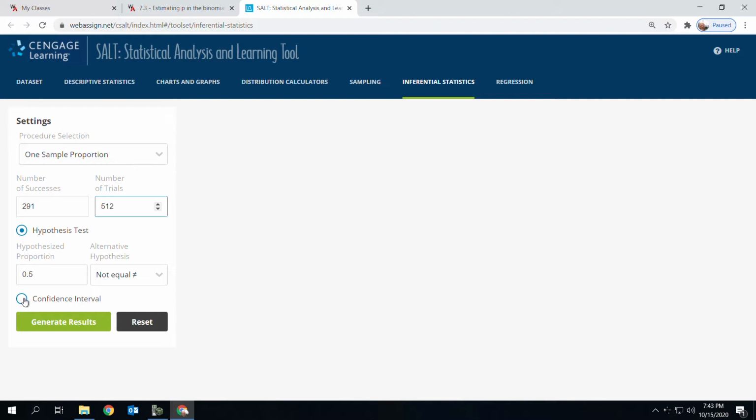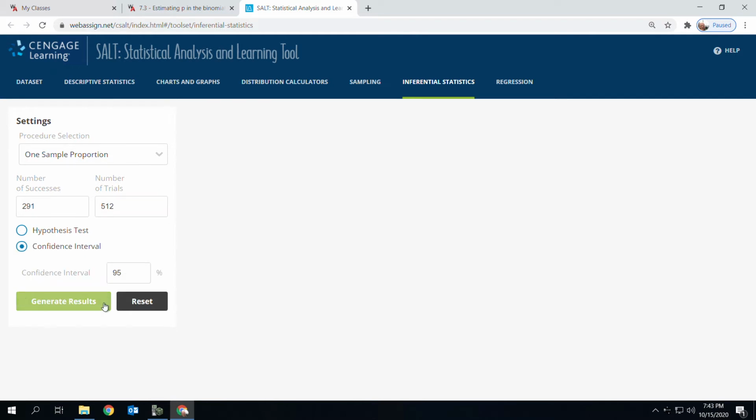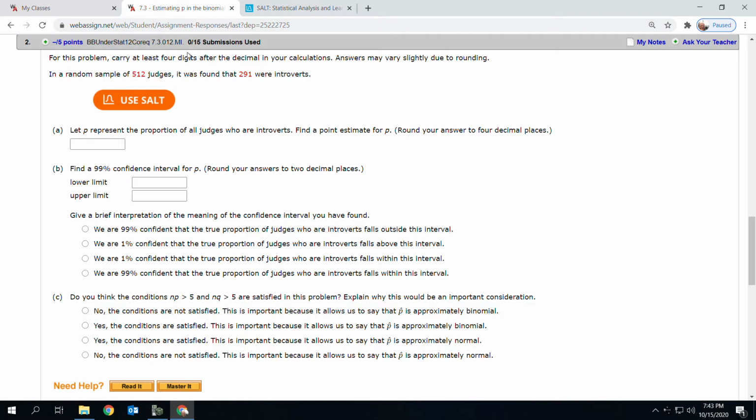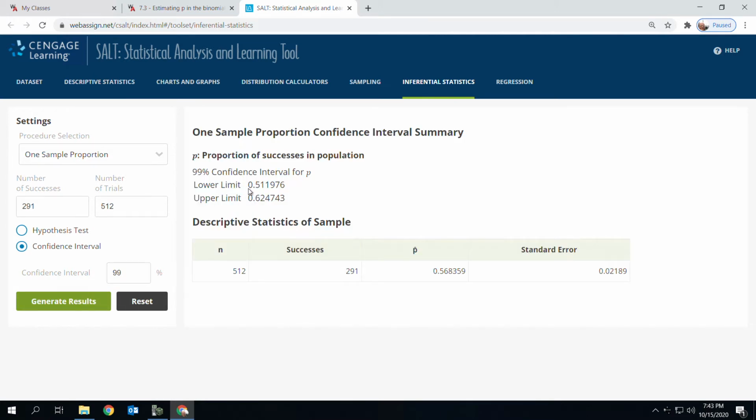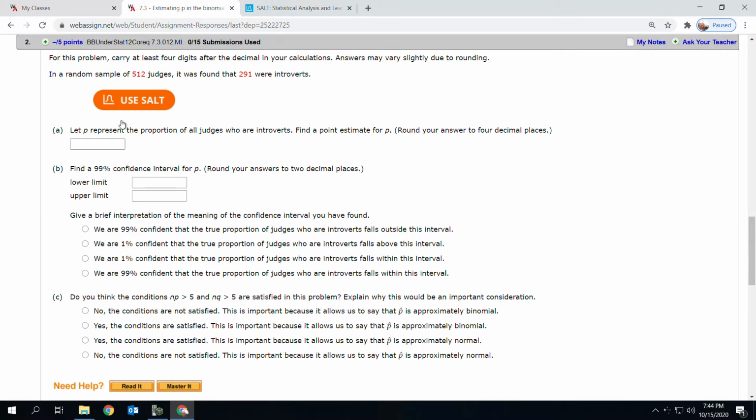Select confidence interval and generate results. Let's make sure it's 95%. Nope, 99%. So I need to change this to 99. Generate. Here's our proportion estimate, p hat. It's our point estimate for our sample. I'm going to copy and paste. Make sure we round to 4 decimal places. So that 3 becomes a 4.